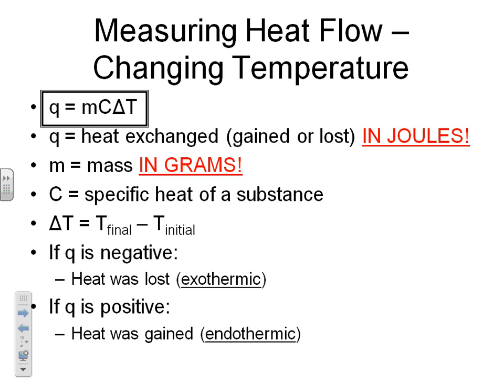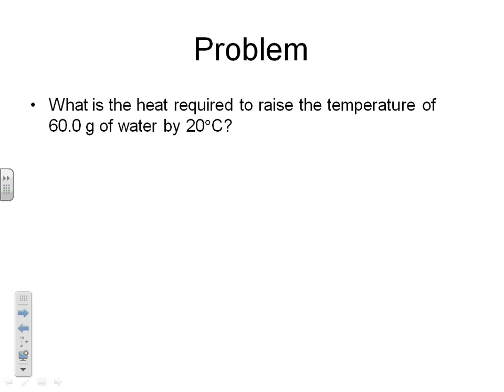So remember that delta T is just one thing. There are four variables in this. There's Q, there's M, there's C, and then there's delta T. Four components. Q equals MC delta T. So we're going to look at a couple problems with this. So get your calculator out. What is the heat required to raise the temperature of 60 grams of water by 20 degrees Celsius?